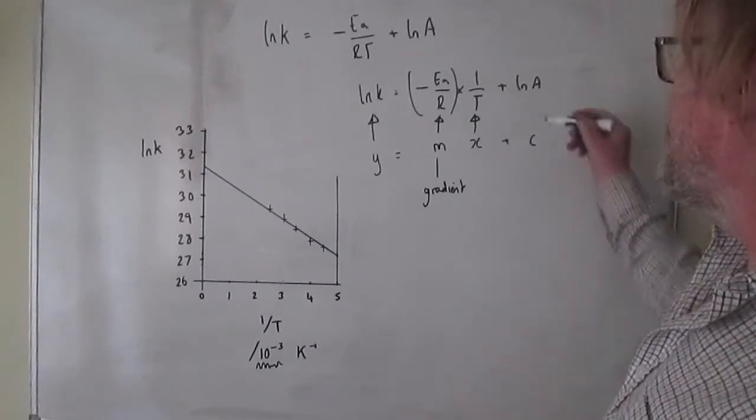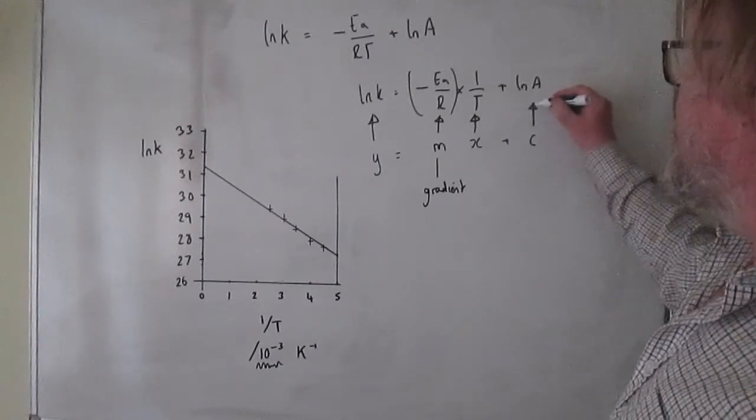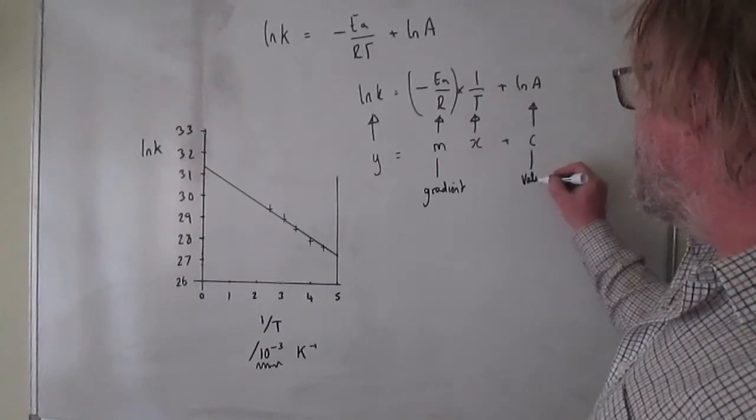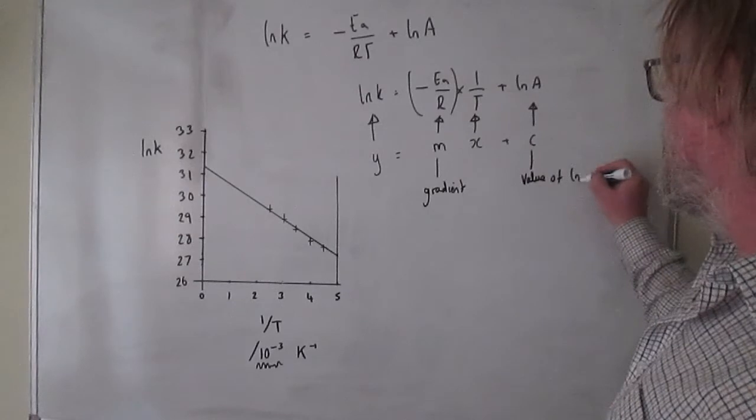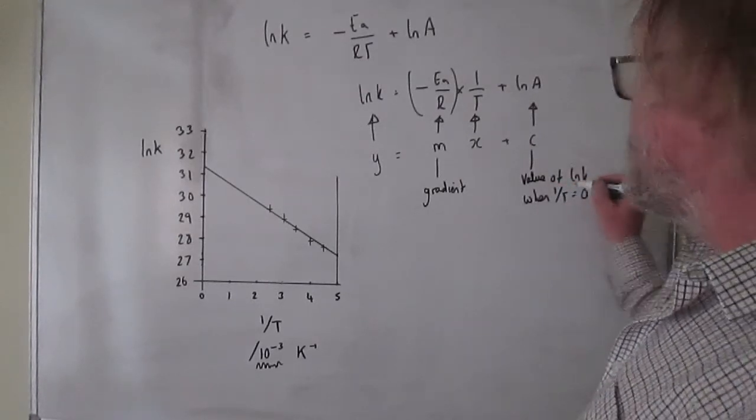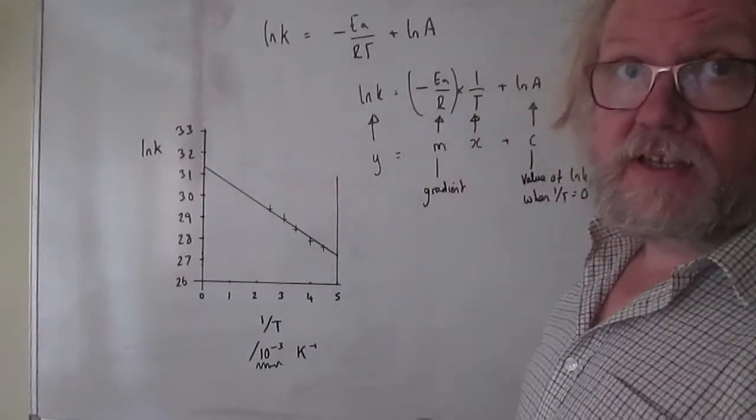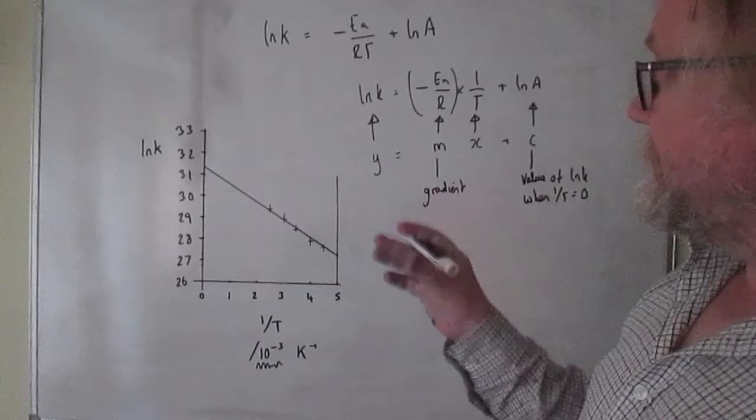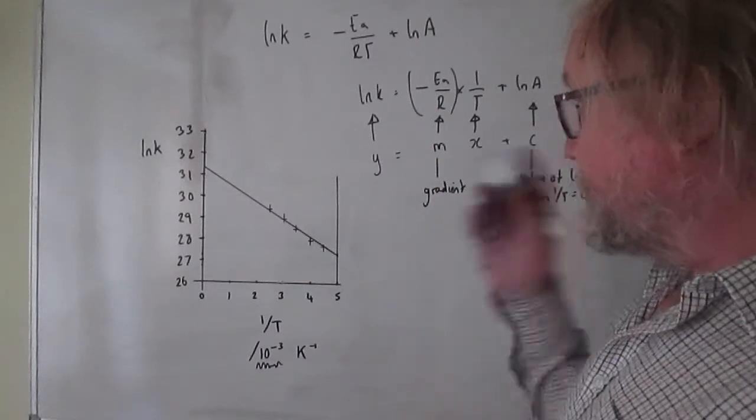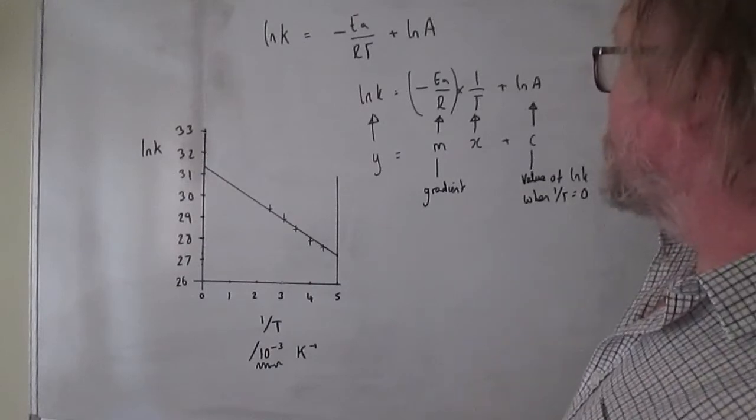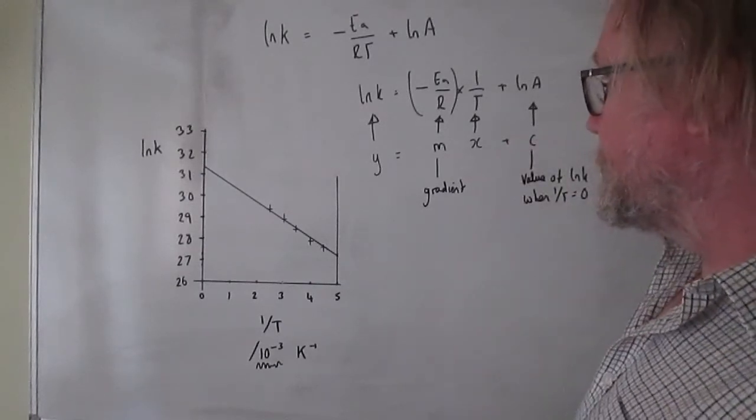Also, c is equal to the natural log of A, and that, remember, is the value of log k when 1 over T is 0. In other words, it's that value there. So by using this form of the equation, it's actually very easy to use this straight line to get the values that we need. So first off, we've got to get the value for the gradient.